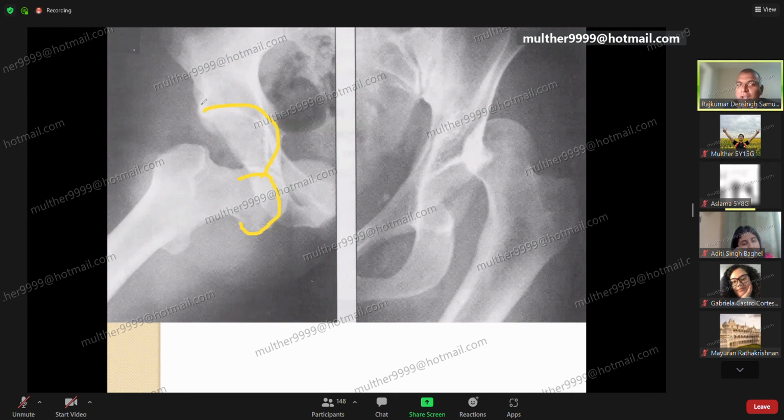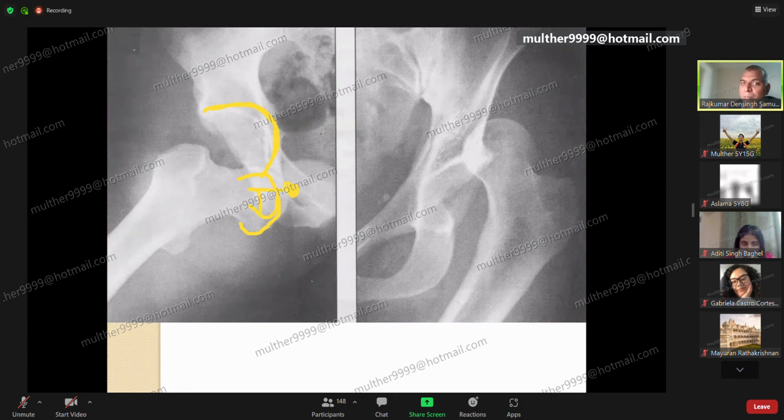So why do you say that? We know it is inferior because the acetabulum is here and the head is below. So we know it already went down. Inferior, understood. But how do you differentiate anterior inferior from posterior inferior? It's in the obturator foramen. Of course, if the head is inside the obturator foramen, as in this case, it is anterior.